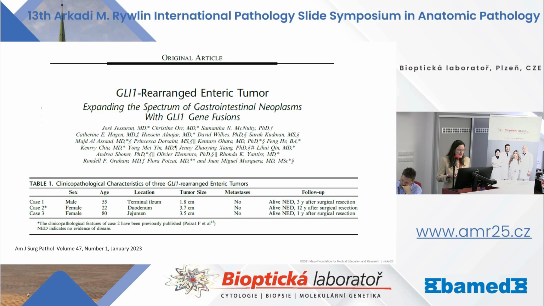So fast forward to a few years ago, we combined the case I presented, the case from the previous slide, and one additional tumor, where we were able to sequence all of these cases and describe this entity of GLI1-rearranged enteric tumor. Again, we can see a pretty wide age range, from 22 to 80. All of these patients did undergo surgical resection and were alive with no evidence of disease, with follow-up ranging from 1 year to 12 years.